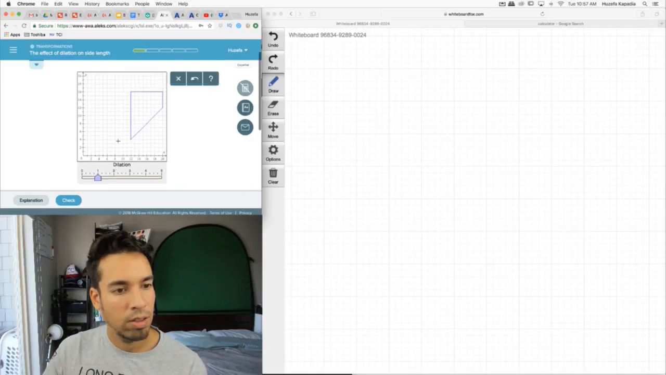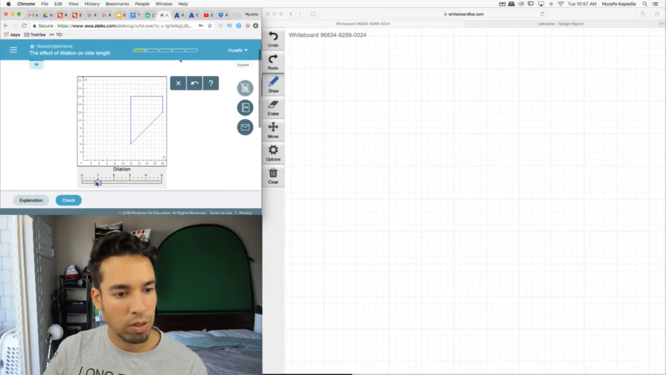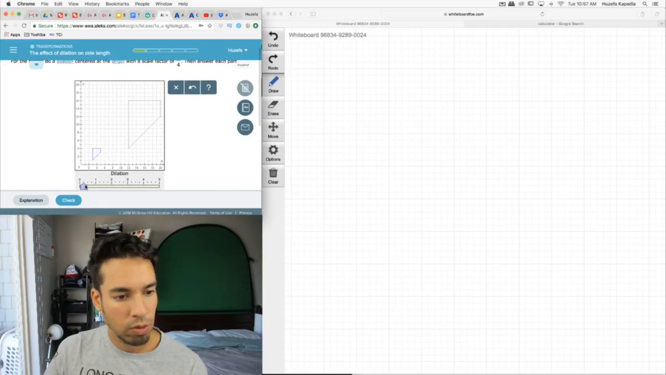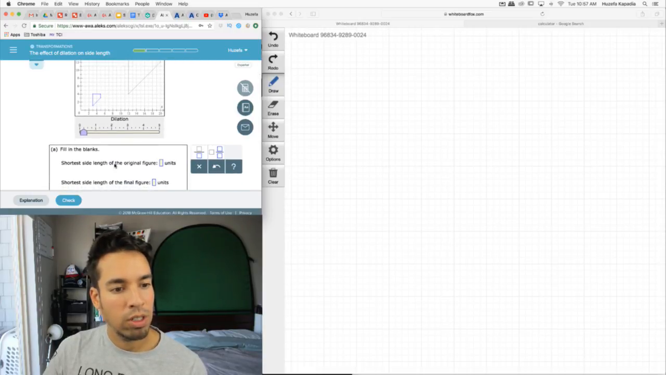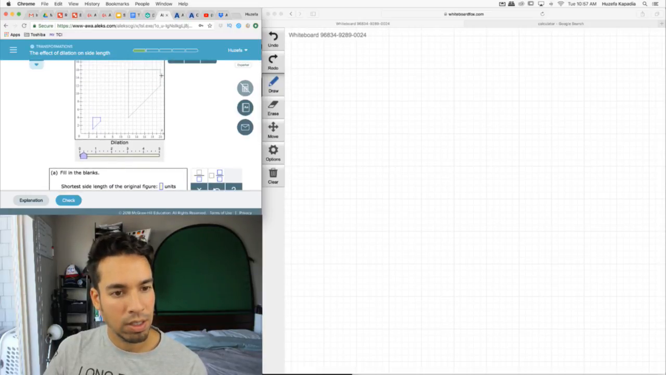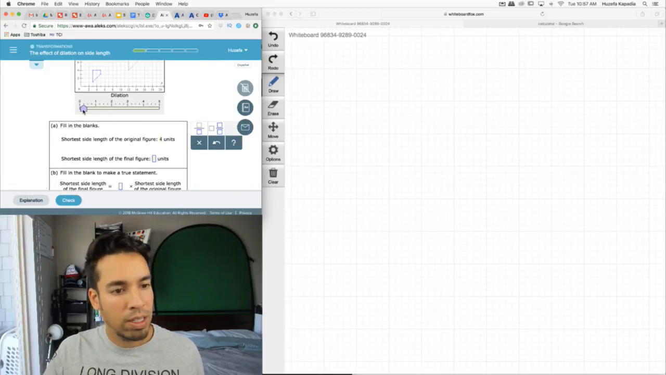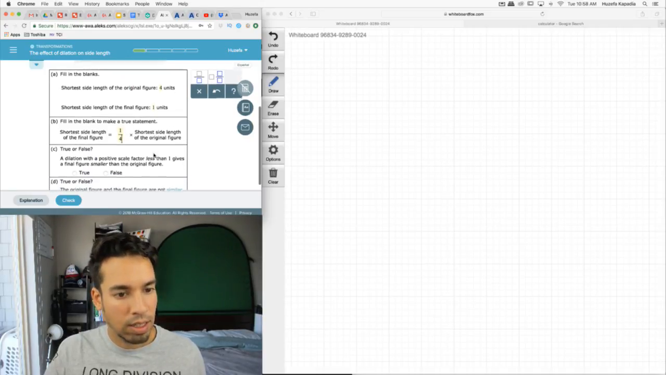Okay, next. We want a scale factor of 1/4. So this is 3/4, 2/4, and 1/4. It's like 0.25, 1/4. The shortest side length of the original figure is this one, 1, 2, 3, 4. Now it's the same thing, right? It's like multiplying that scale factor times that gives us the final figure, which is 1, and we can see it is also 1. Shortest side length of the final figure equals 1/4 times the shortest side length of the original figure.